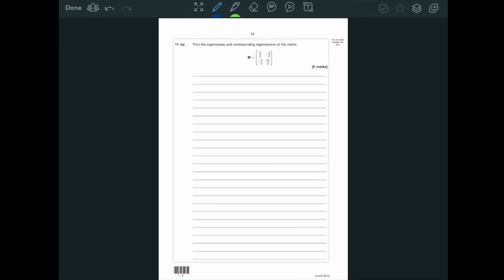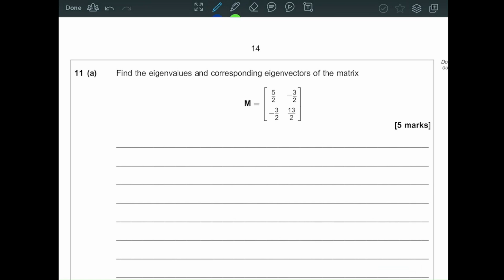Question 11. Find the eigenvalues and eigenvectors of that matrix. Okay, so sometimes there's tricks we can do. This is only a 2 by 2, so tricks are probably not worth it. So let's set up our characteristic equation. The determinant of m minus lambda I equals 0. So the determinant there, we've got our 5 over 2 minus lambda, 13 over 2 minus lambda on the diagonals.